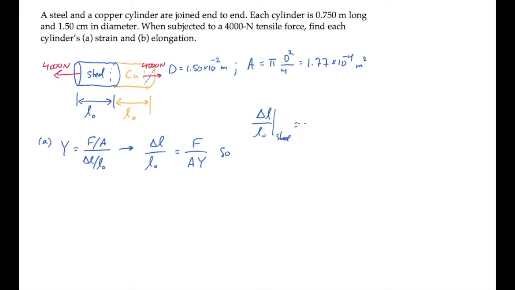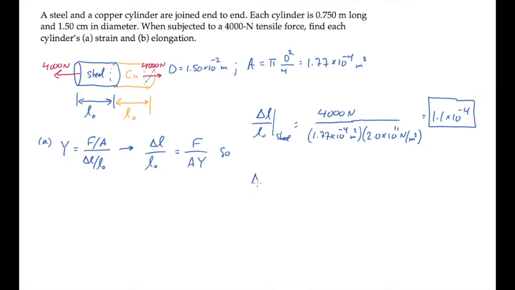The Young's modulus for steel is 2.0 times 10 to the 11 pascals, or Newton per square meter. When you calculate, you find the strain is then 1.1 times 10 to the minus 4. That's a dimensionless number. It's the ratio of two lengths. Make the same calculation for the copper cylinder using copper's Young's modulus of 1.1 times 10 to the 11 pascals, or Newton per meter squared, and you find that its strain is 2.1 times 10 to the minus 4.